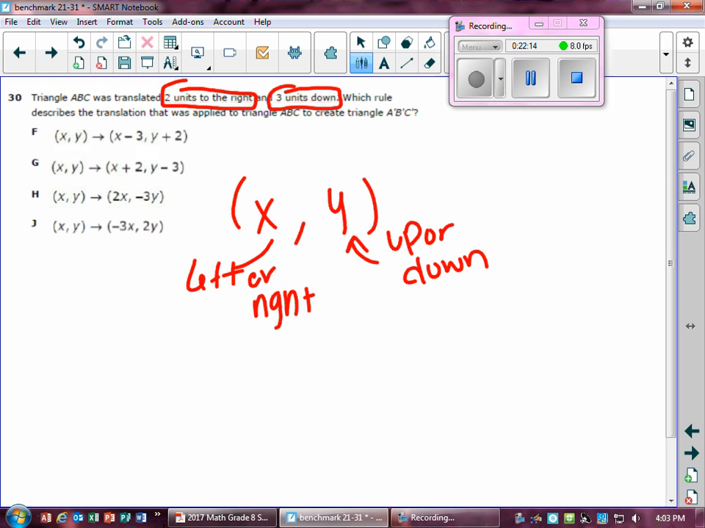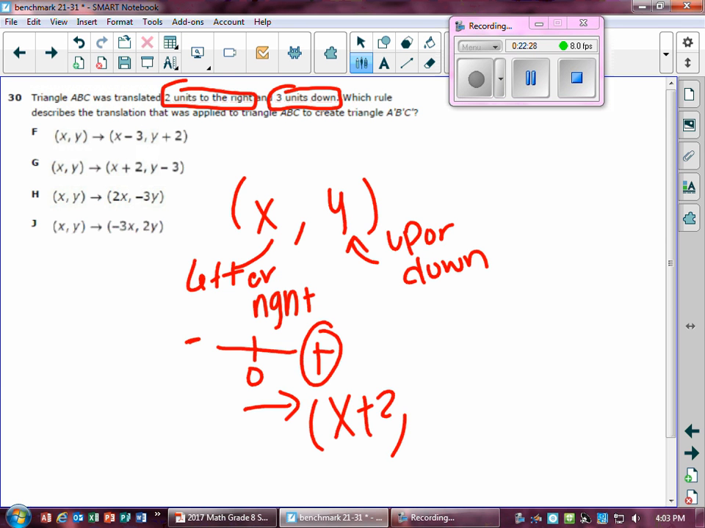So my x value is saying 2 units to the right. On our number line, we're going right, so to the right is positive versus negative. If I'm going to the right, I'm going positive. So that's x plus 2. Now talking about my y, it says 3 units down. On our number line, here's 0. Up here is positive, down below is negative. So it goes 3 units down, which means it's y minus 3. And my answer choice is going to be G, I'm sorry, G.